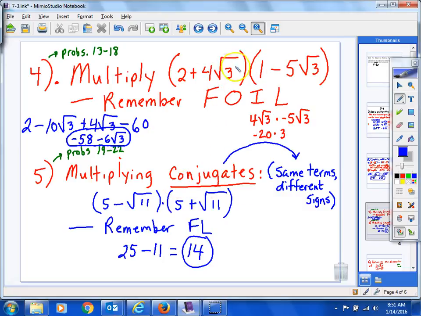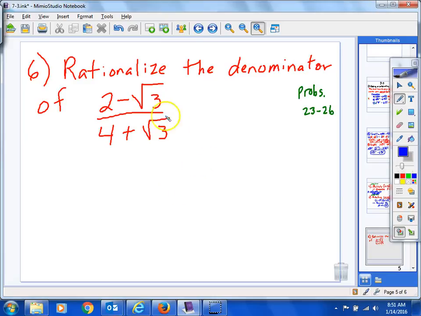Notice up here, I do not have conjugates. I had to go through all 4 parts of FOIL and then combine like terms. But if you recognize you're dealing with conjugates, then you can just skip over the outer and the inner parts of FOIL and then combine the numbers that result. Okay, we need to know about conjugates in order to help us with problems like this, and this is the last set of problems in your assignment.